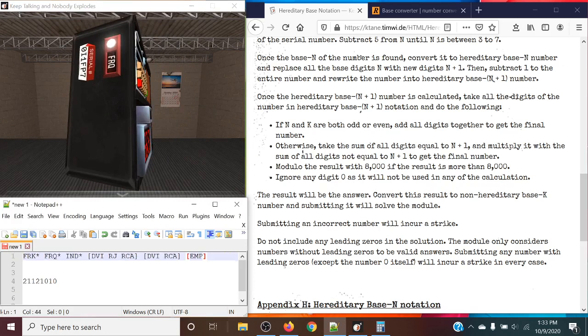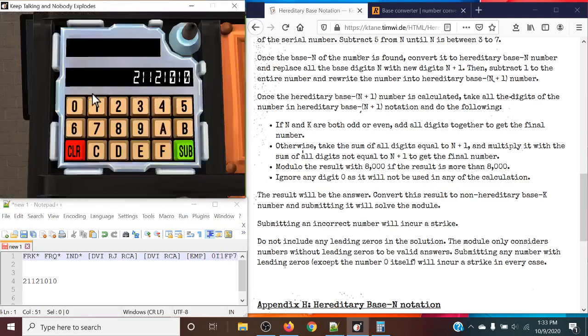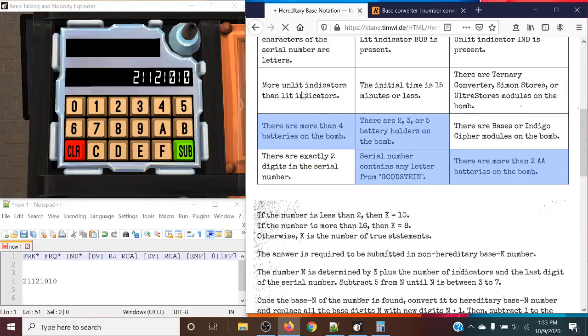As well as a serial number of 0 Indio 1, Foxtrot Papa 7. Alright, let's take a look at this other example next. Refresh the page.